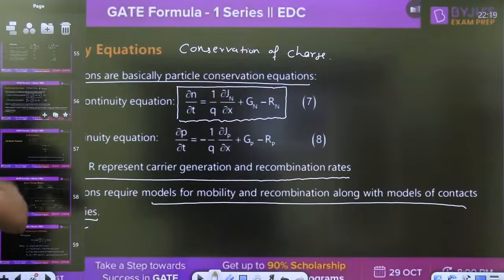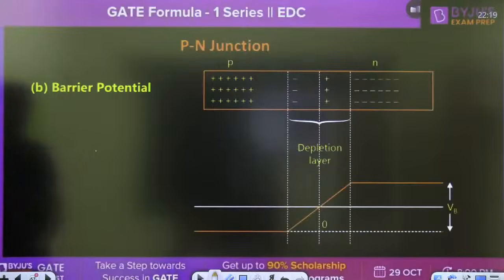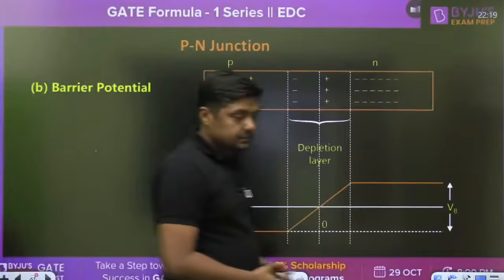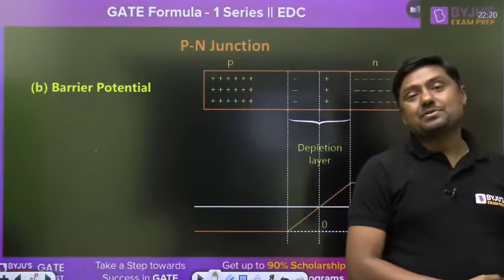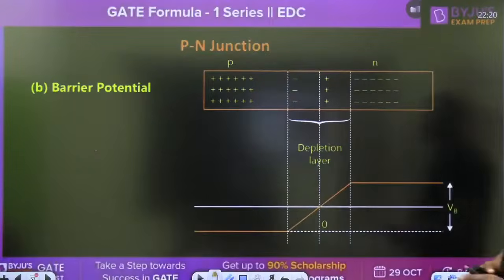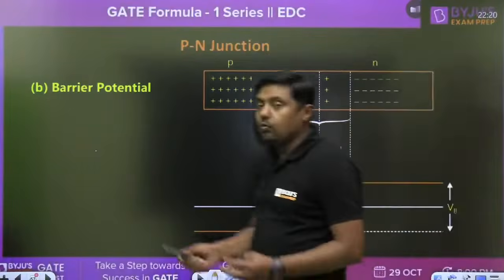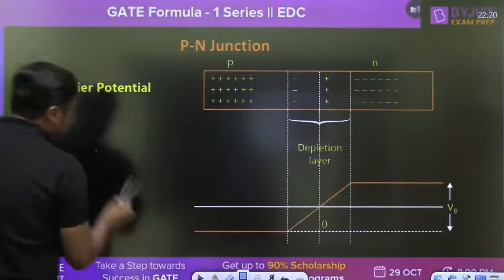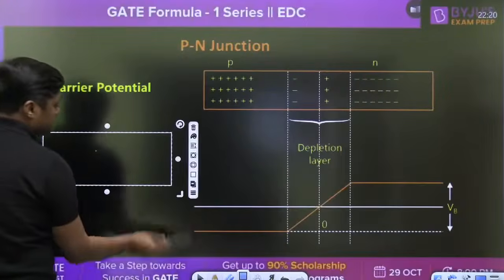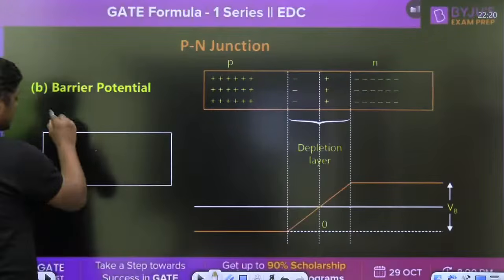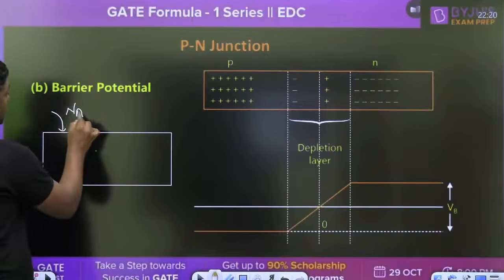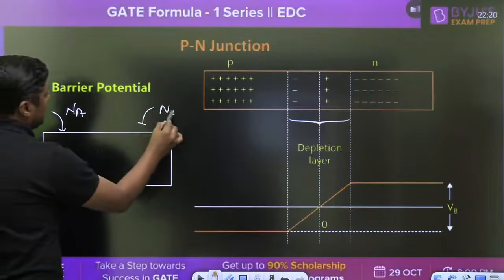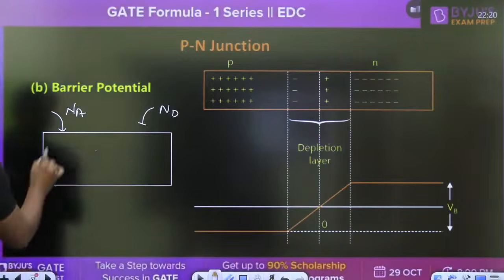Now we will enter into what? This is all about the semiconductor physics. Now we will enter into the P-N junction. P-type, N-type. Simple. We are taking a single semiconductor bar, and on one side we are giving Na doping, on the other side we are giving Nd doping, and that is converted into a P-N junction. It is a single semiconductor bar.